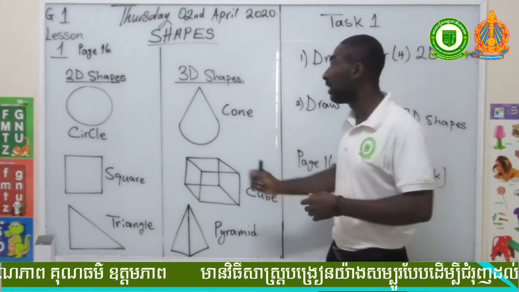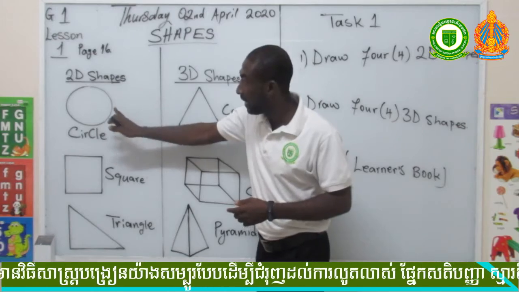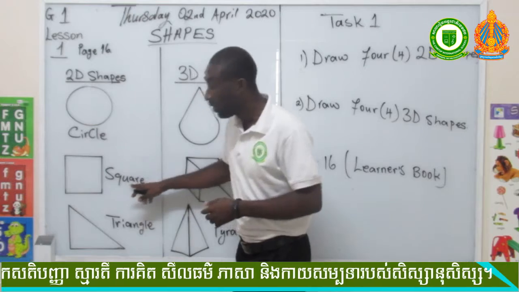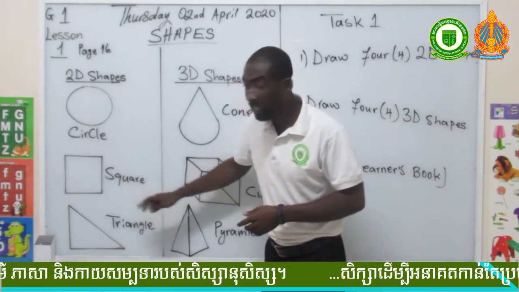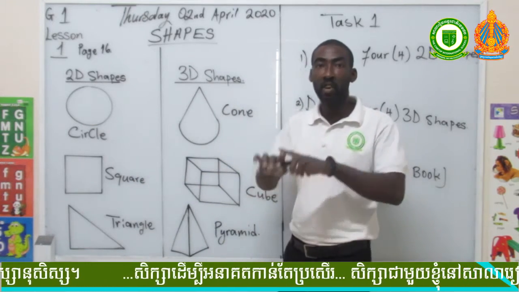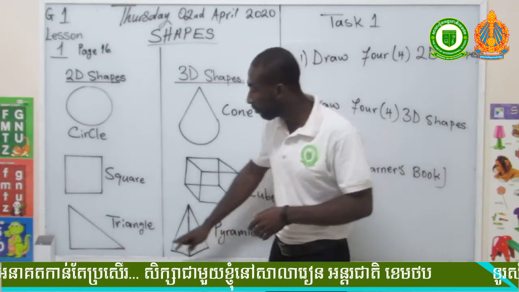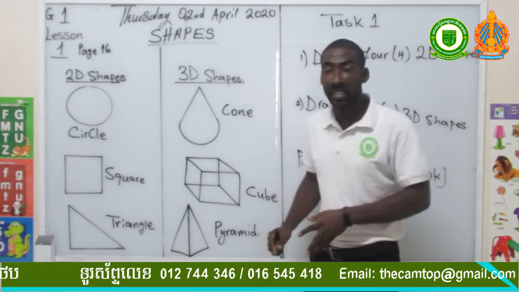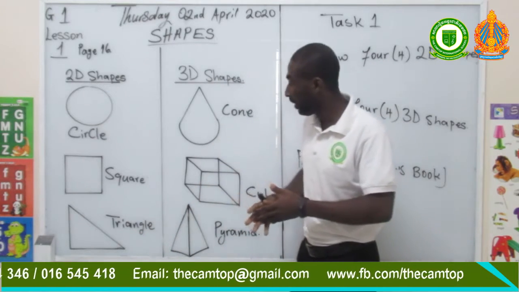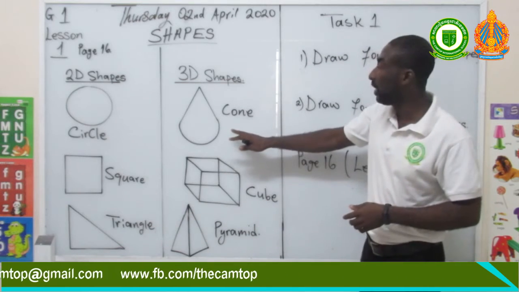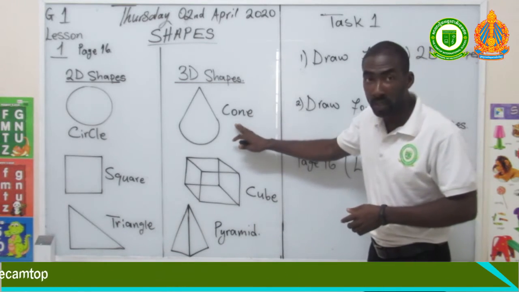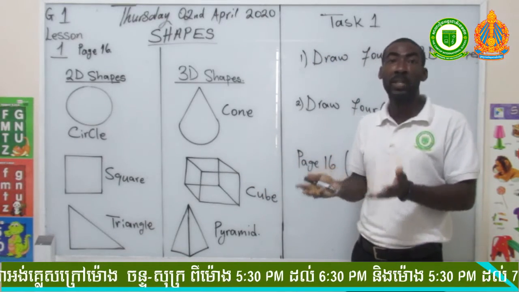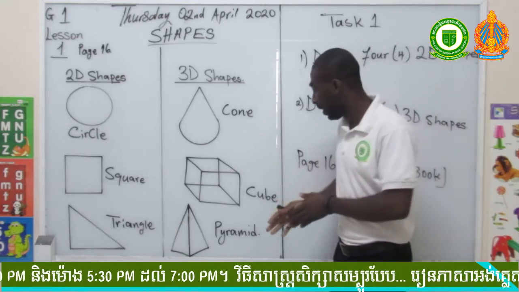Okay, let's go over again. Circle, which is a round figure with a flat surface. Square, that is a 4-sided figure and all sides are equal. Triangle is a 3-sided figure. Okay, let's see. Cone. Our ice creams that we eat normally look like a cone shape.